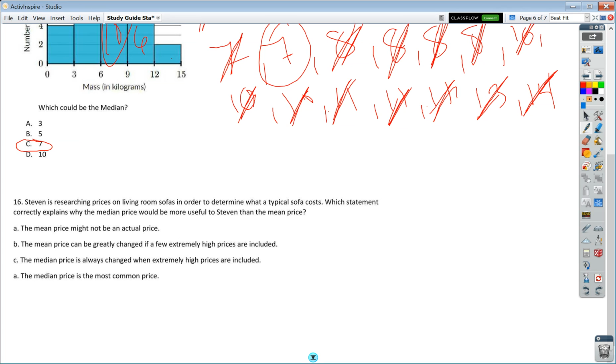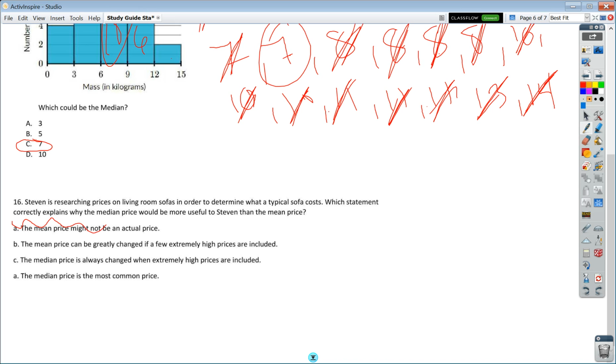Number 16. Stephen is searching prices on living room sofas in order to determine what a typical sofa costs. So typical would be average or median, something in the middle. Which statement correctly explains why the median price would be more useful to Steve? So if you remember, the mean calculates all the numbers. The median is just the middle.